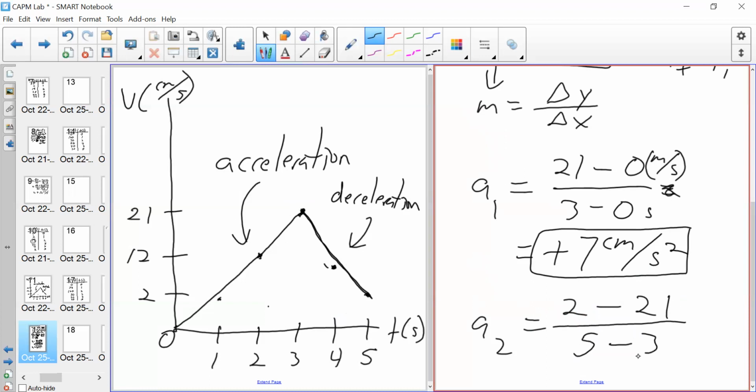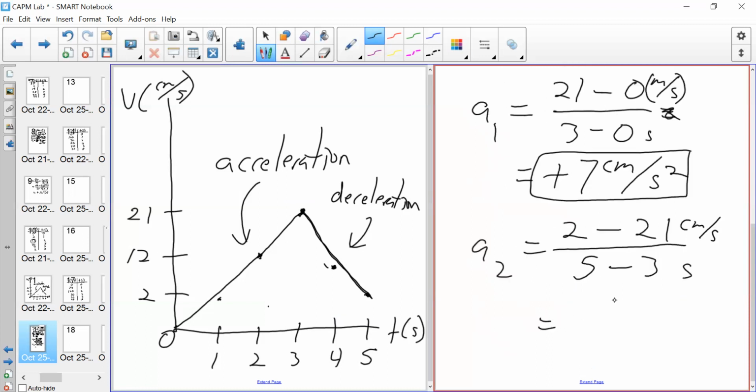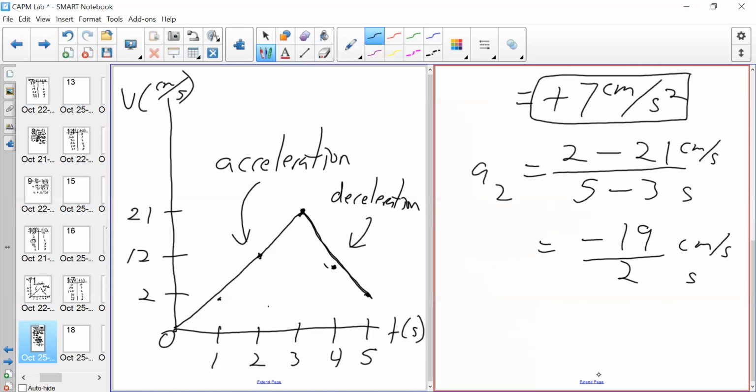That's my time interval for the car to go from 21 centimeters per second down to 2. So again, this is centimeters per second. That's going to be negative 19 divided by 2 centimeters per second squared. And that's roughly negative 9.5.